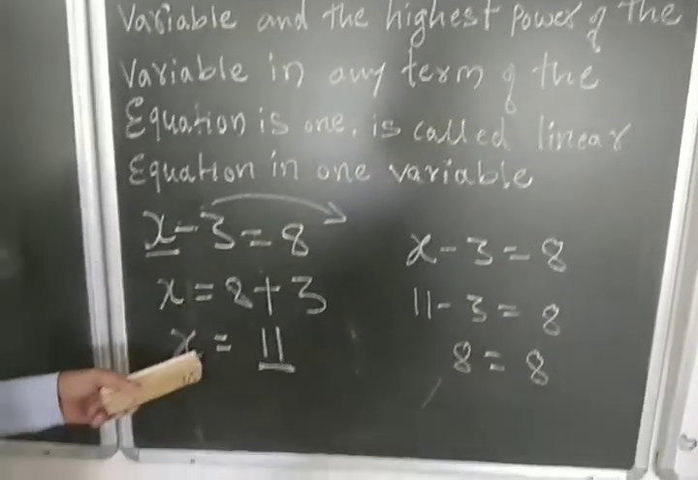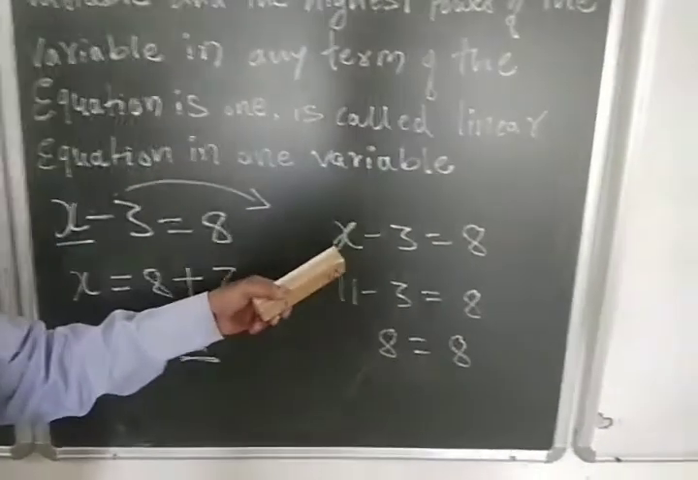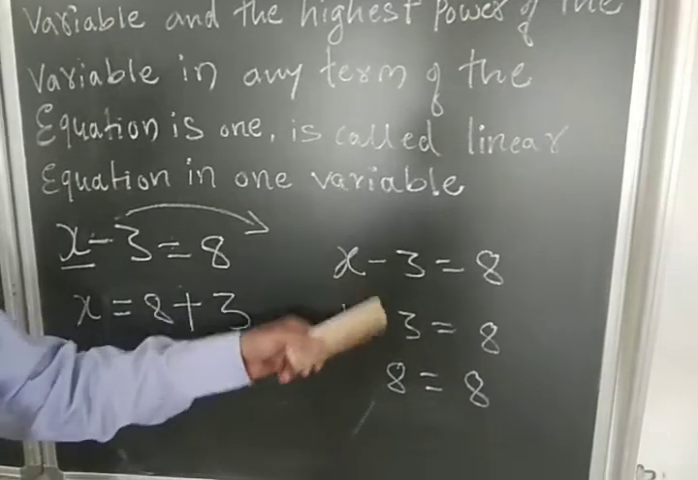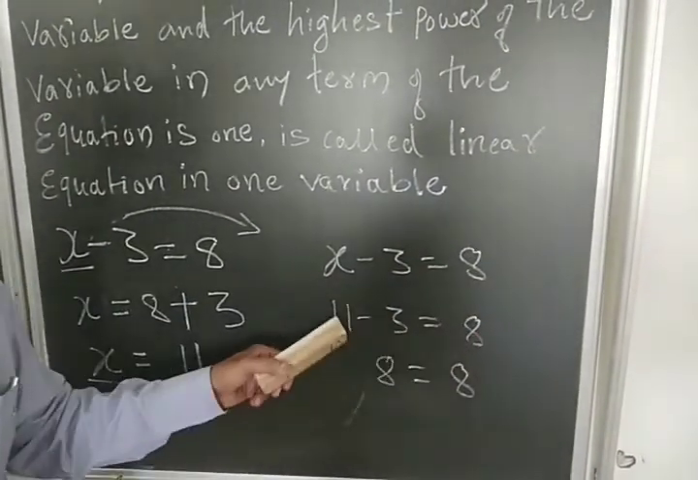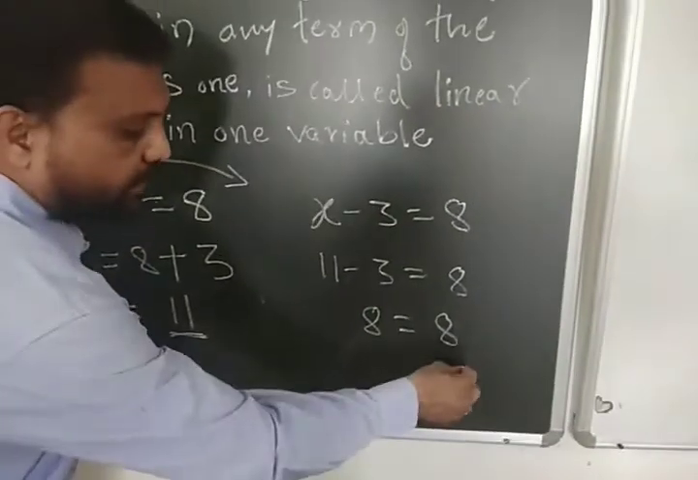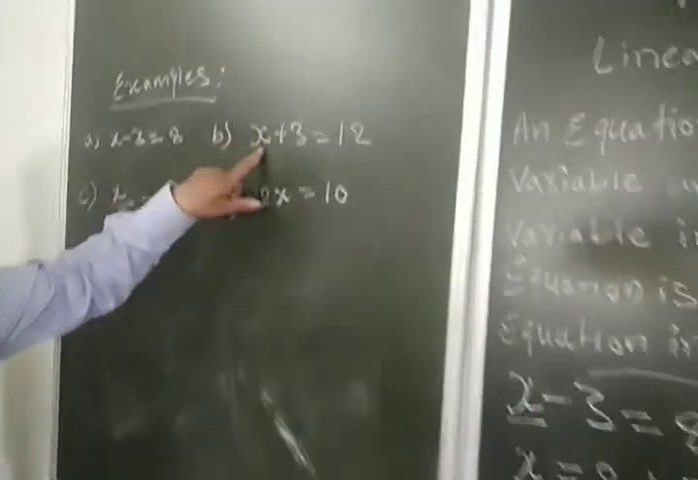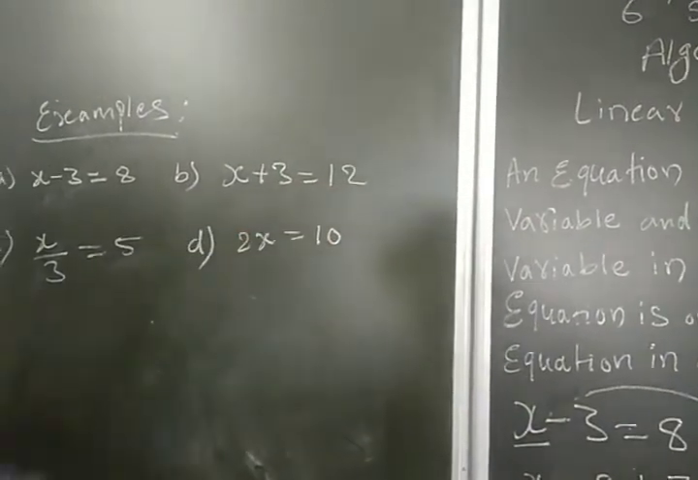When the x value is 11, so substitute the 11 in the place of x. So x means 11 minus 3 is equal to 8. 8 is equal to 8. So here we solve the equation. Now second example we will take x plus 3 is equal to 12.